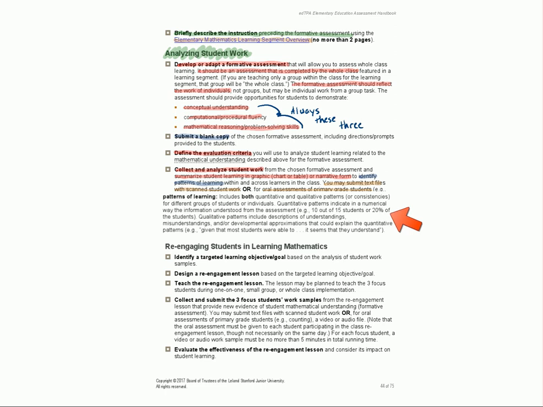Okay? Patterns like that. Qualitative patterns include descriptions of understandings, misunderstandings, or developmental approximations that could explain the quantitative patterns. So, for example, given that most students were able to, it seems that they understand. So keep these in mind when you're writing about patterns of learning. When you get to the commentary, using the term patterns of learning is probably a good idea. I noticed, or I see within my analysis, these patterns of learning, or this pattern of learning was evident for 3 of my 15 students. So keep this in mind.